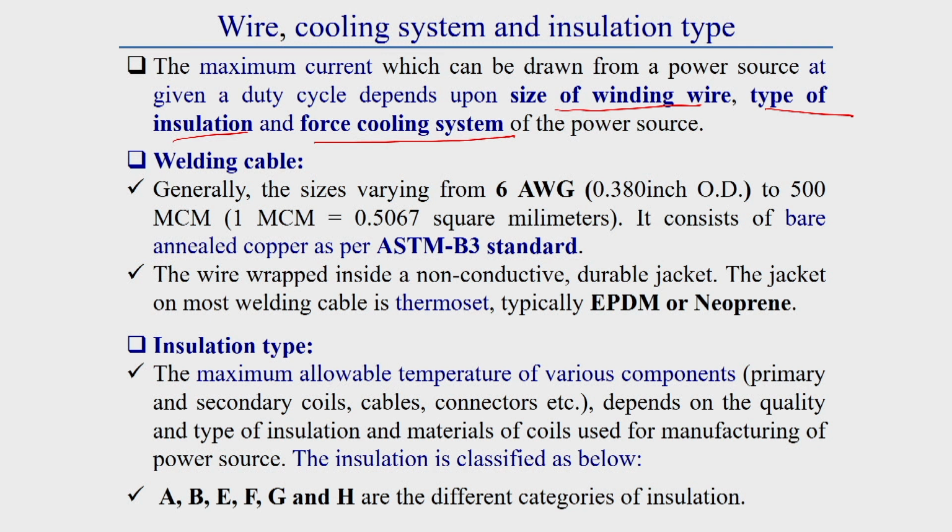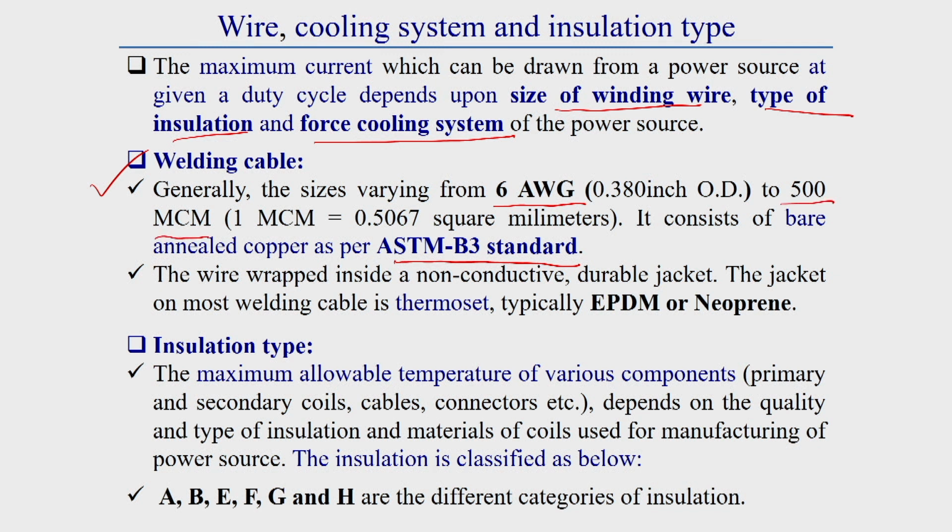Then what welding cable do we use here? In welding, the power cable is generally made from annealed copper, which follows a standard called ASTM B3. This welding cable has a size varying from 6 AWG to 500 MCM.